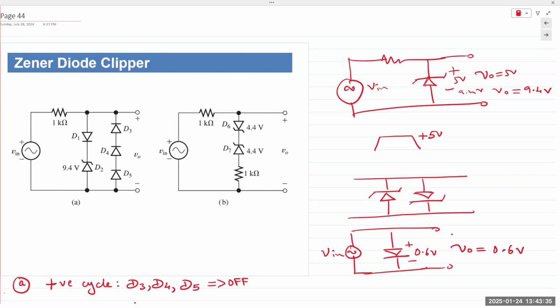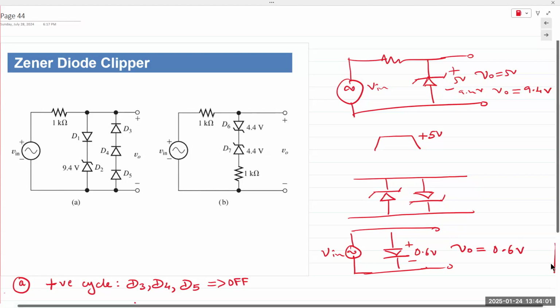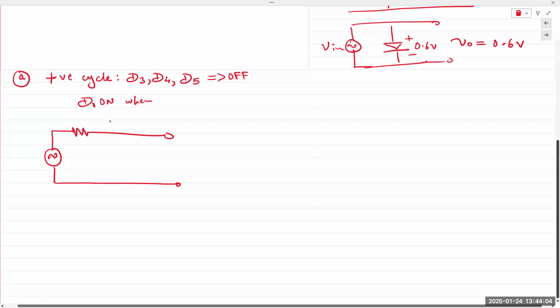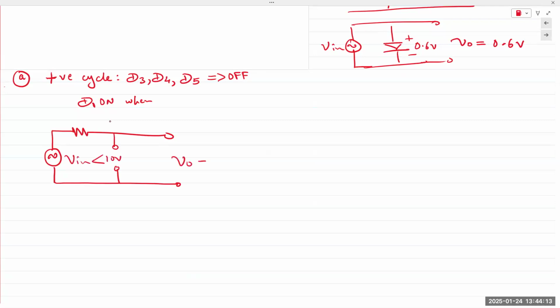It's a combination of both. One is forward bias, the Zener is reverse bias. So until and unless V in exceeds plus 10 volts, the diodes remain off, and whatever input we give, we receive at the output. So V out will equal V in below 10 volts. No battery required. And when V in is less than 10 volts, V out is equal to V in.